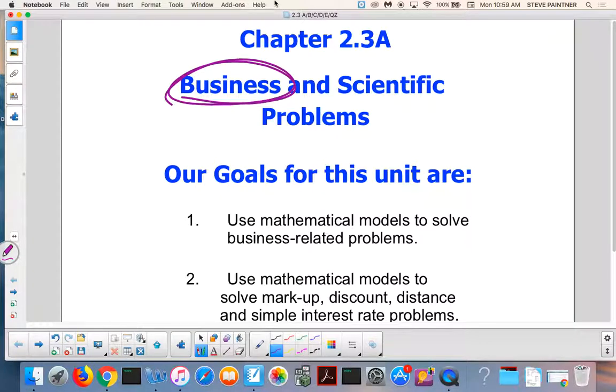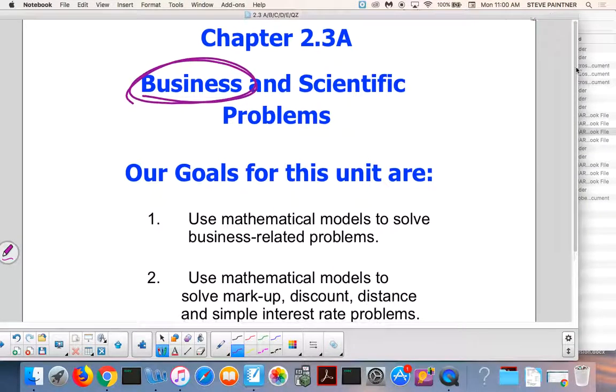Have 20%, 30%, 40%. This is your goal right here. Okay, so let's read the goals. They are as follows.